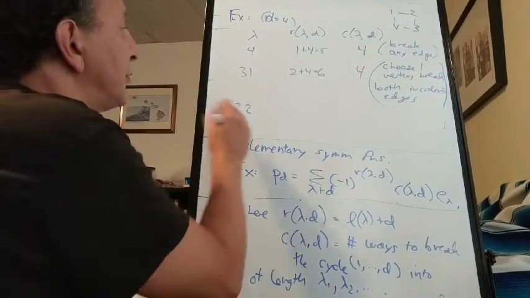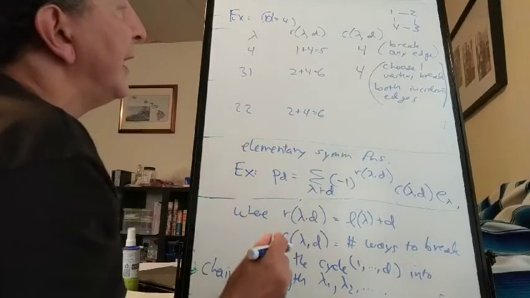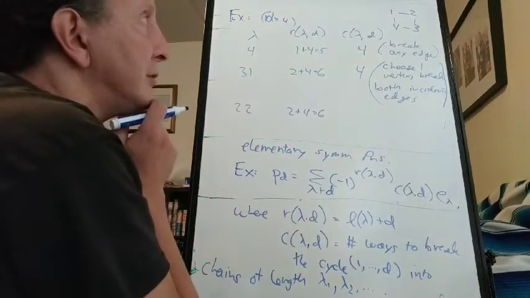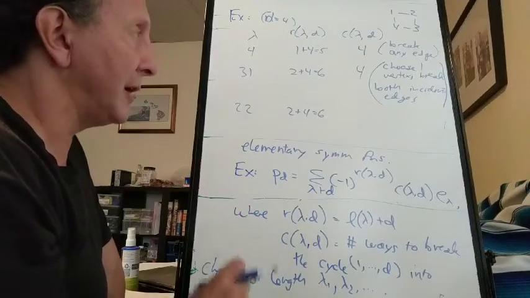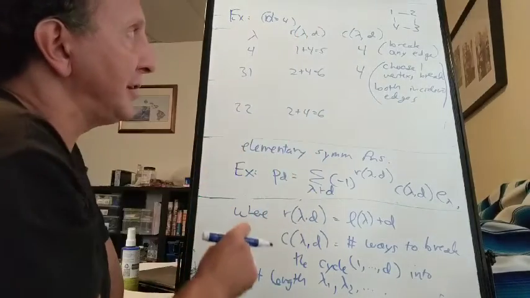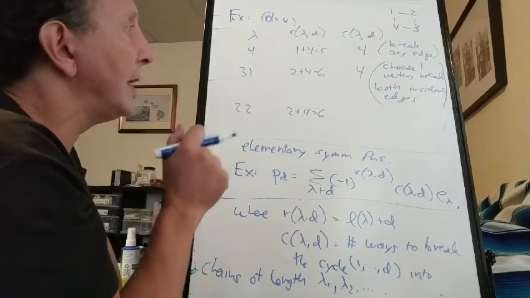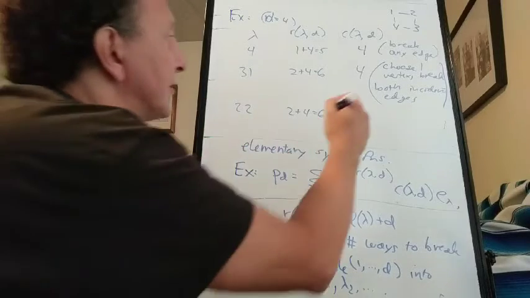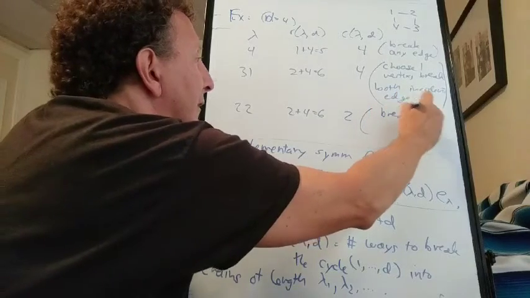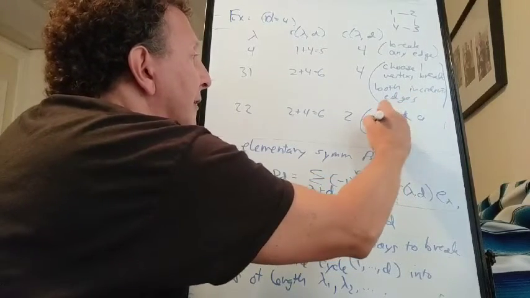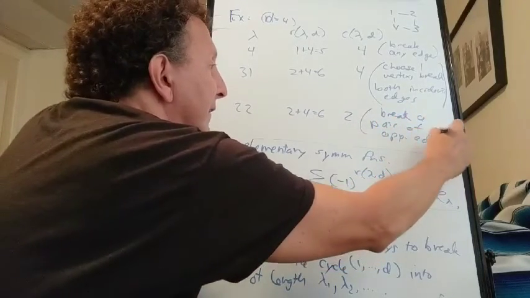All right, if we look at the partition 2, 2, then that's got 2 parts. 2 plus 4 equals 6. And if we want to break that cycle into 2 chains of length 2, we pick a pair of opposite edges. If we cut opposite edges, then what's left is 2 chains of length 2. So there's 2 ways to pick a pair of opposite edges.